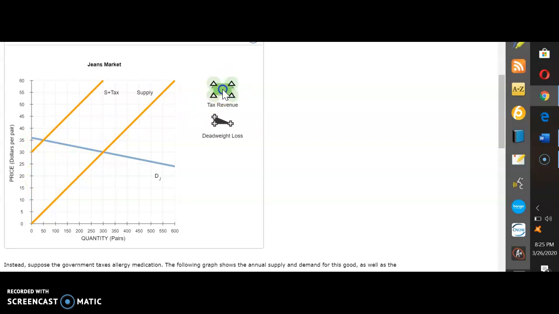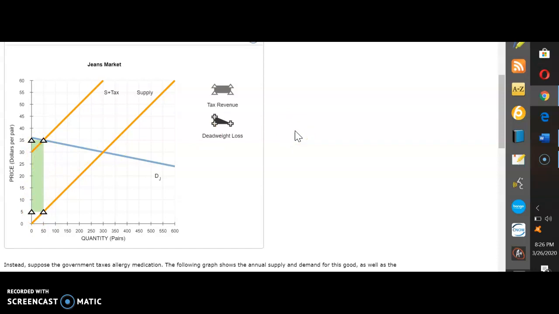So we're going to grab this tax revenue green thing here and put it where it will highlight the tax revenue. That area is tax revenue. Again, we've got the 50 there, base, times the height, $30, the tax, and that gives us the area of this rectangle. There you go.